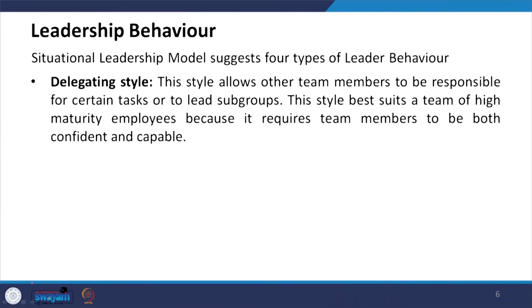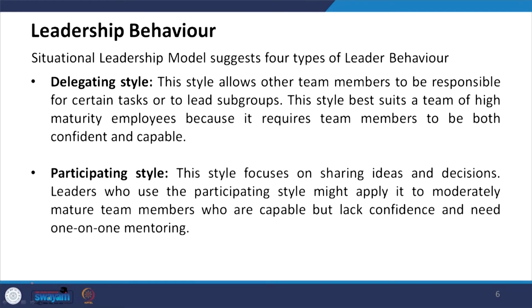So, there are 4 types. The delegating style: other team members are made responsible for certain tasks, to lead subgroups. This style best suits a team of high maturity employees because it requires team members to be both confident and capable. Then the participating style is there. This style focuses on sharing ideas and decisions. Leaders who use the participating style might apply it to moderately mature team members who are capable but lack confidence and need one-on-one mentoring.